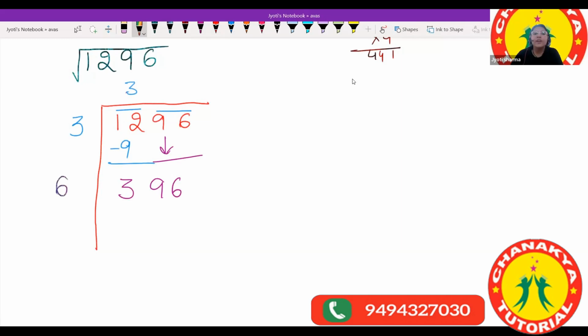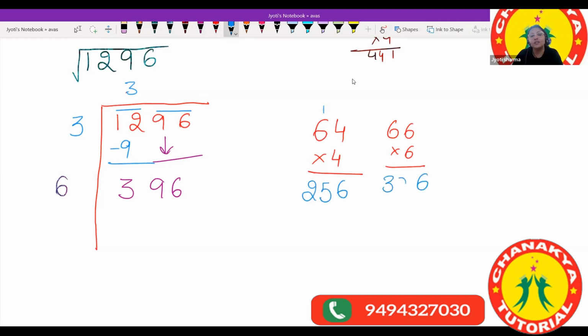Okay. Now we have to keep a number with 6 and multiply it by the same number. Two possibilities. Either you do 64 into 4 or you do 66 into 6. Only two multiplications you have to do. You don't have to do all the multiplications. 4 4s are 16, 4 6s are 24 plus 1, 256. 6 6s are 36, 6 6s are 36 plus 3, 396.